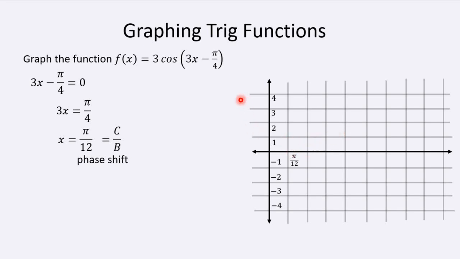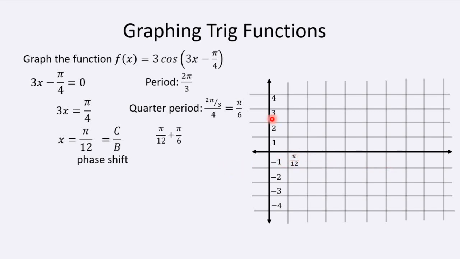So first we find the period, which is 2 pi over b. 2 pi over this number, just like before. So 2 pi over 3 is the period. I'm going to divide that into 4 parts. 2 pi over 3 divided by 4 is pi over 6. And now I'm just going to take this pi over 6 and continually add it to pi over 12 until I get to the end of the period. I need 5 points. This is the first one.